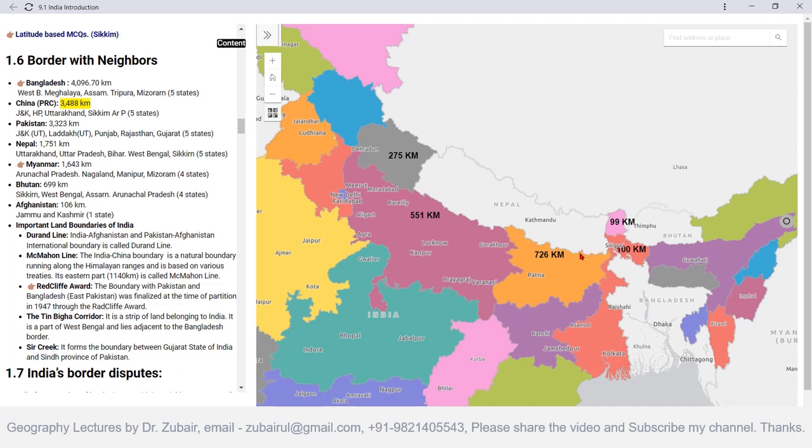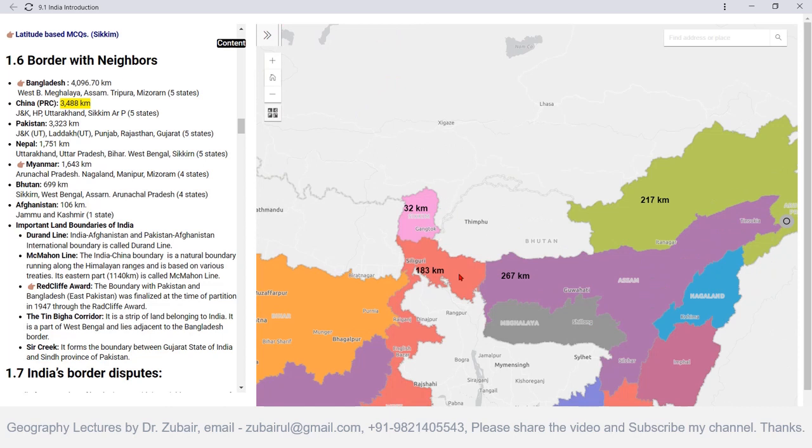Maximum border sharing is with Bihar, that is 726 kilometers. Next, second is Uttar Pradesh, the third is Uttarakhand, and fourth is West Bengal, and the last, fifth, is Sikkim, 99 kilometers. You can see Bhutan, 1, 2, 3, 4. 4 states are with Bhutan. The maximum is Assam, 267 kilometers. The second is Arunachal Pradesh, then West Bengal, and Sikkim.